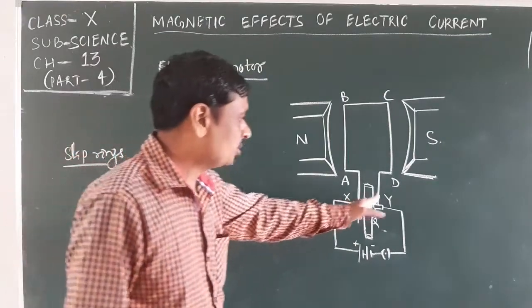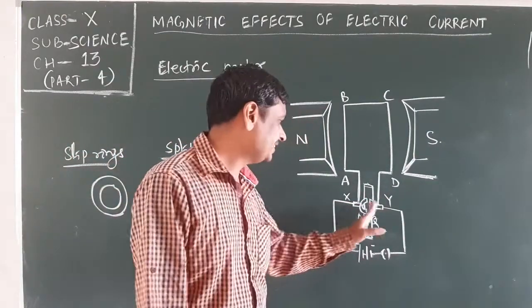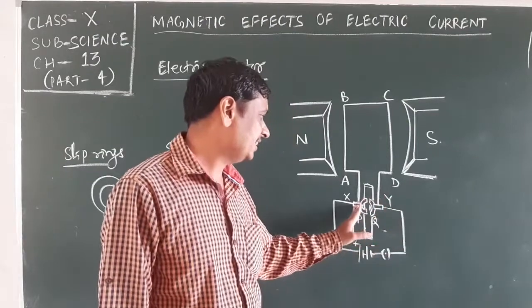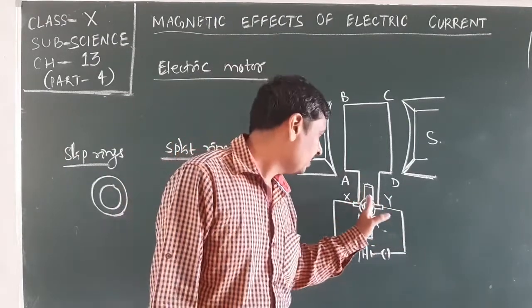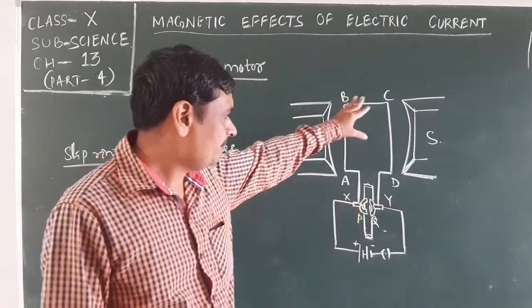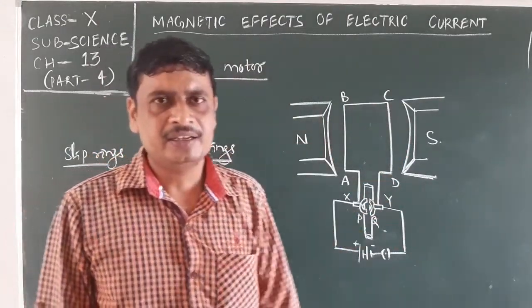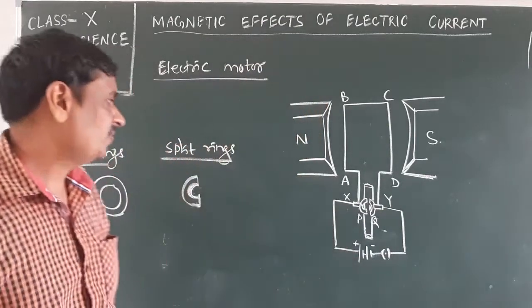Next, we come to the brushes. X and Y are the brushes attached to the split rings and the ends of the armature. The brushes are made of carbon.